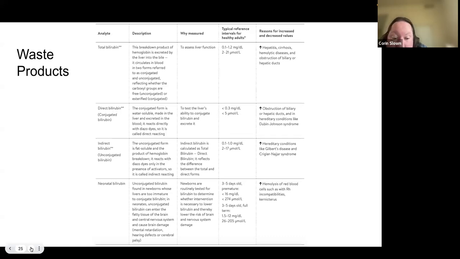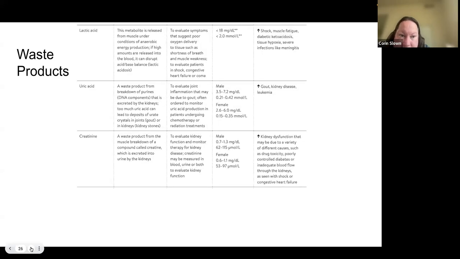where the liver has not yet matured. And so bilirubin can actually enter the fatty tissue of the brain and the central nervous system, and that can result in damage. And so it's really important to test a newborn for bilirubin to determine whether or not intervention is necessary. So those waste products are also seen in the blood.